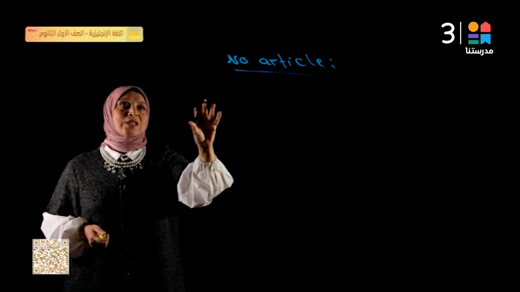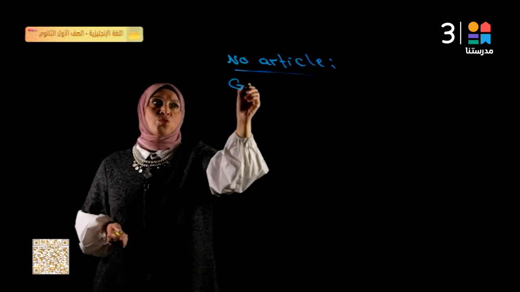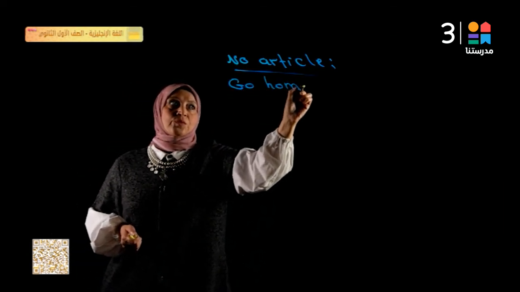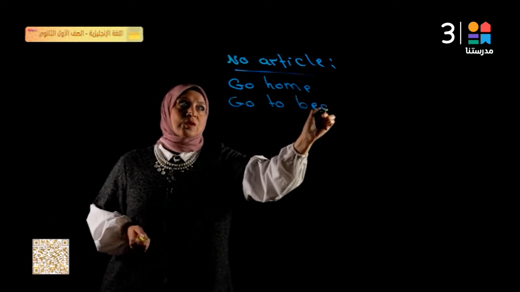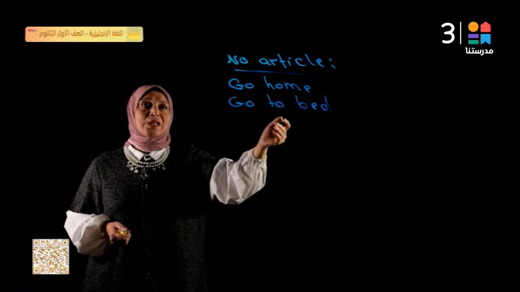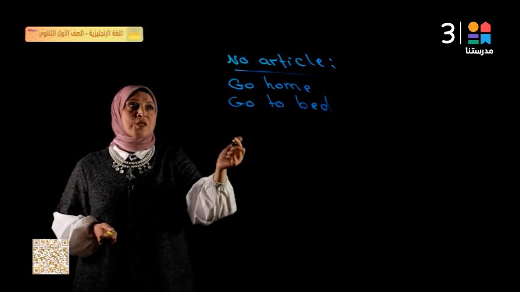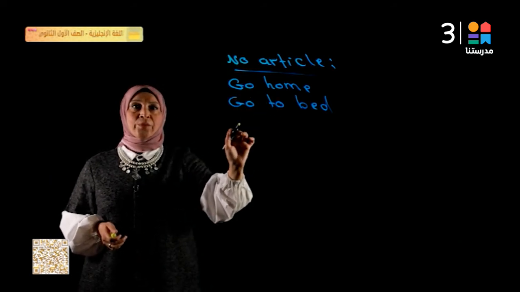Sometimes we don't use any article in front of the noun. Like for example, we say go home or go to bed. Go home means return to your home, or go to bed means go to sleep. So here we don't use the article a, an, or the.